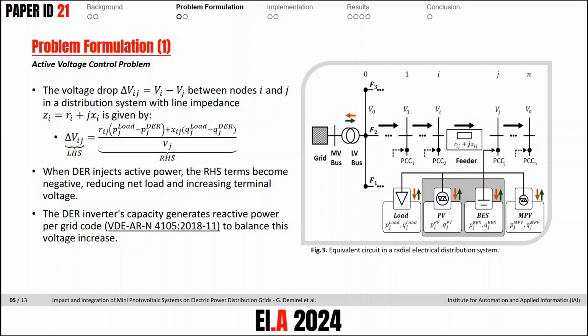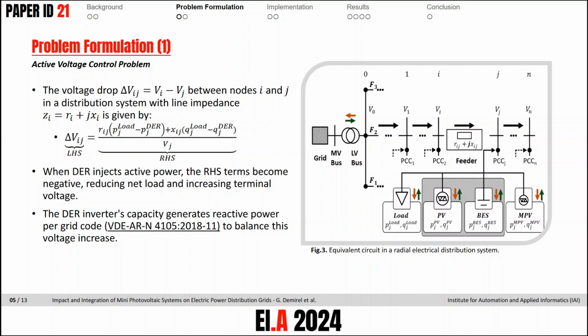The voltage drop ΔU_ij is equal to the voltage at node i minus the voltage at node j, in a distribution system with the line impedance given by the following equation. When distributed energy resources such as PV, BESS, MPV, or a combination of DERs inject active power into the grid, the right-hand terms become negative, reducing the grid load and increasing the terminal voltage. The DER inverter capacities generate reactive power in accordance with the grid code, ensuring that the voltage increase is compensated.